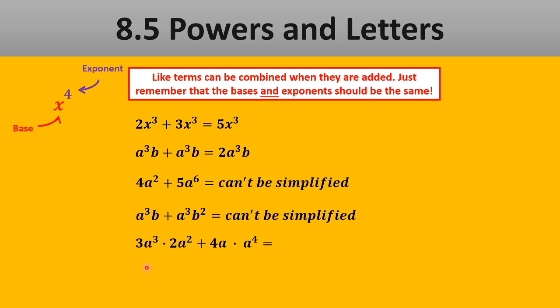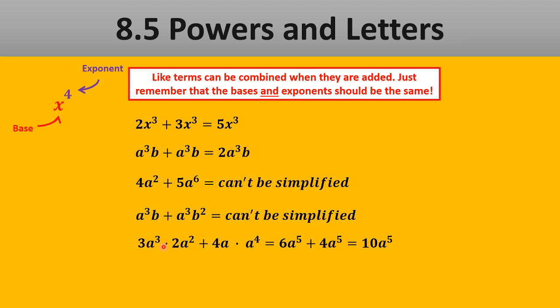So here we do 3 times 2 is 6. A to the third times a to the second is a to the 5th. Remember, add the exponents, add the numbers in the air. Do that for this one as well. And it gives me 4a to the 5th. Remember, there's actually a 1 here in the air. Hey, and now I have like terms, because I have the same letter with the same exponents. So I can add them up. 10a to the 5th.